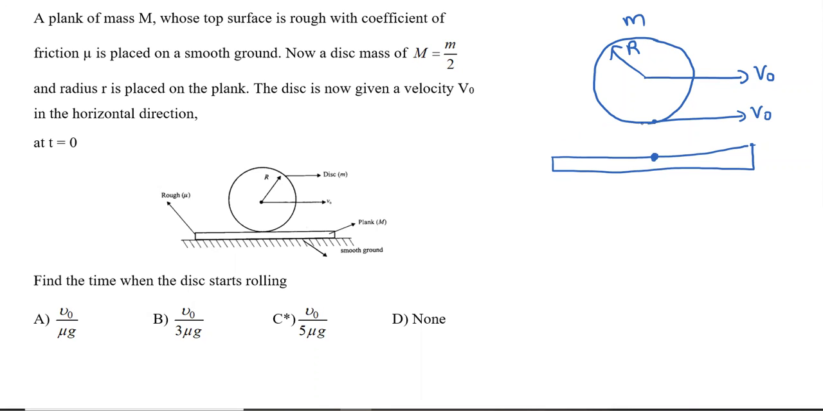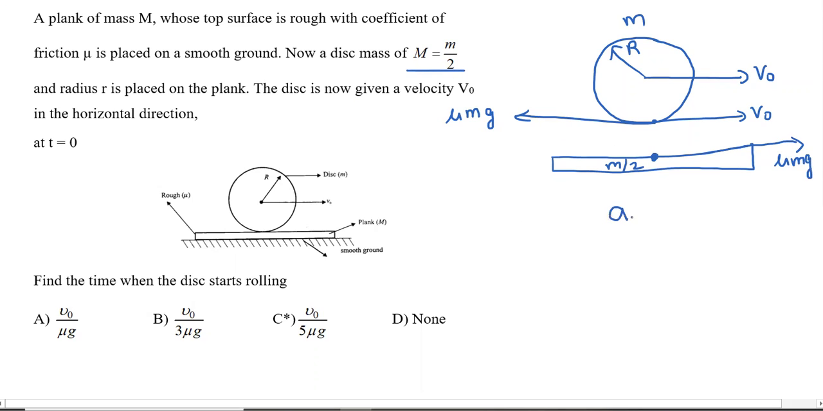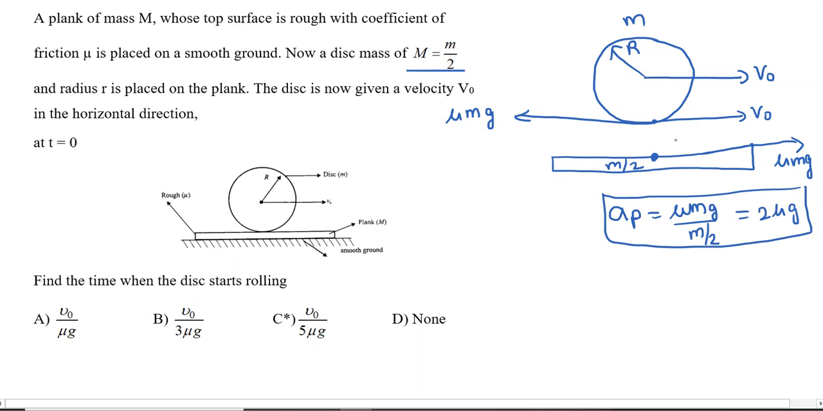Since it is slipping, we have a kinetic friction, that is mu mg. Now it not only acts on the disk, it will also act on this plank on the right side. So this is mu mg. Since the plank mass is m by 2, I will write acceleration of plank is mu mg divided by m by 2, which is 2 mu g. So this is the value of acceleration of plank, and it is towards the right side.